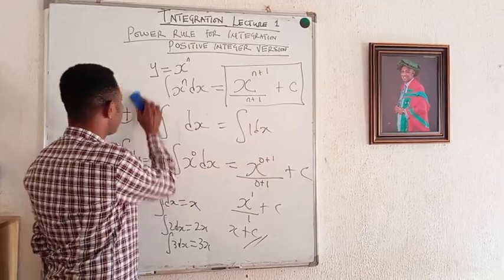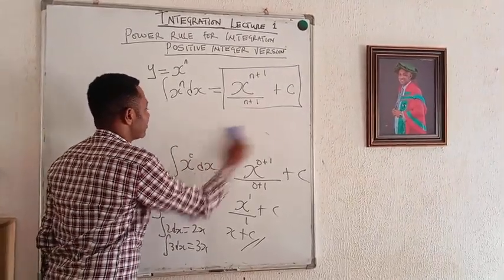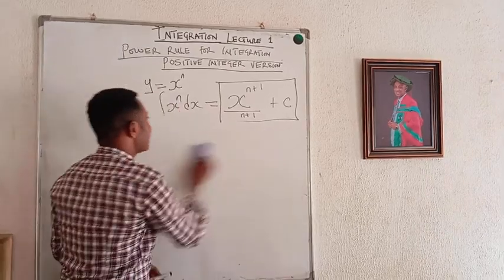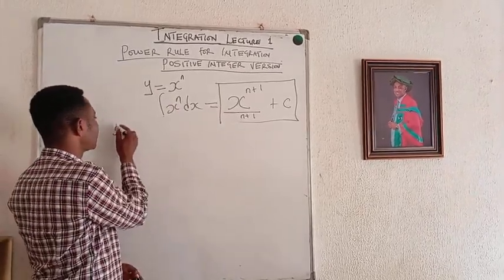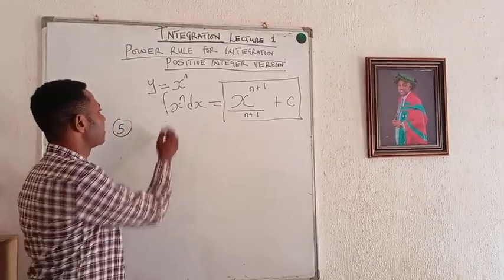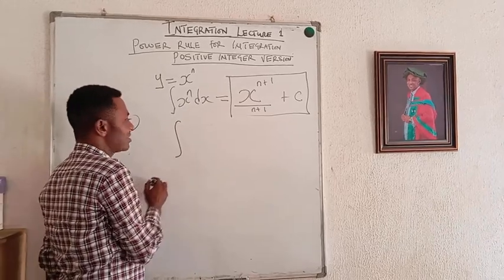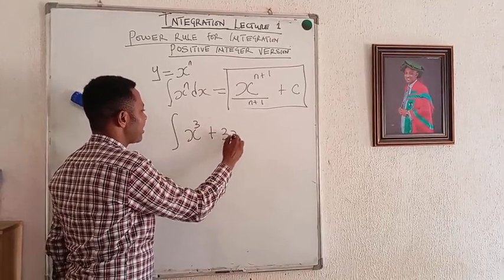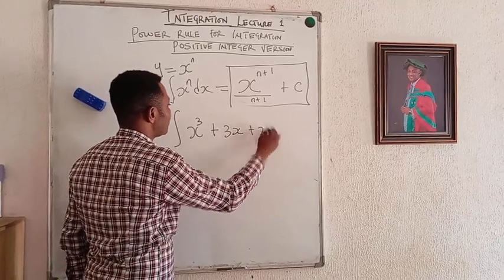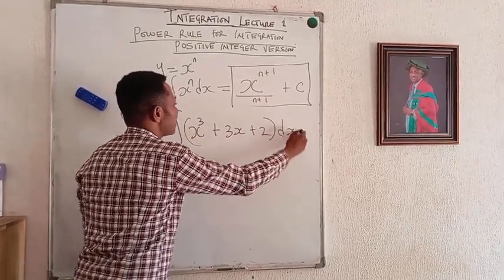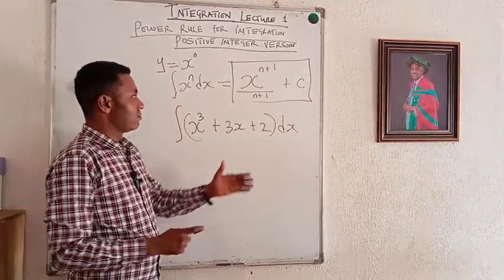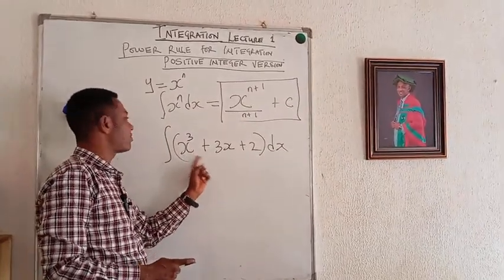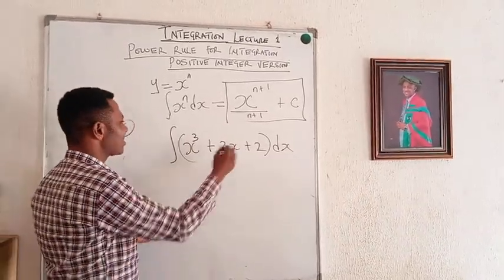Consider another example, example 5. Remember, this is an introductory class. Now, example 5: integrate x power 3 plus 3x plus 2, ds. So we want to combine all we have studied from example 1 to 4 and see whether we can solve this number 5. How do we integrate this?